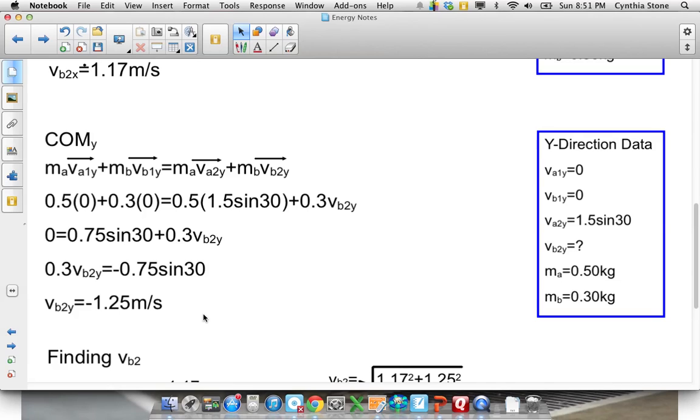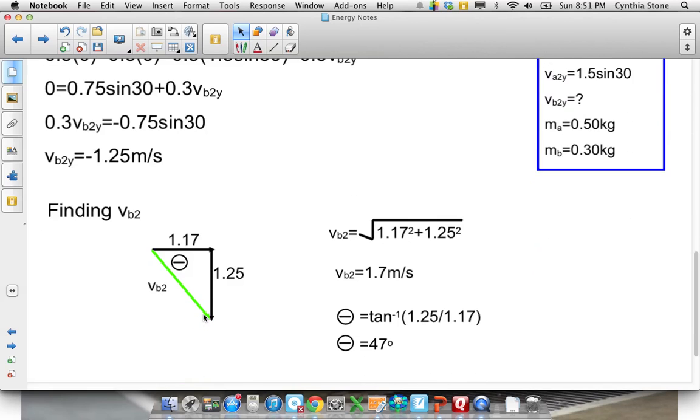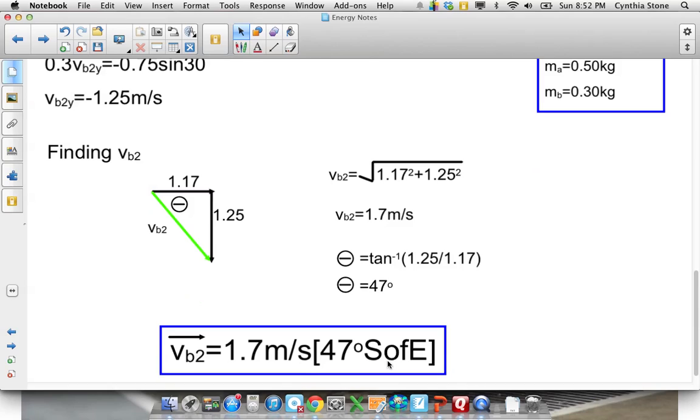It doesn't make any sense for it to be up as well, because that would assume you had some initial up momentum. And like we always do, you get your x, you get your y, you draw a right angle triangle, solve for theta, solve for VB2, and there's your answer. Okay, and let's see if it makes sense.